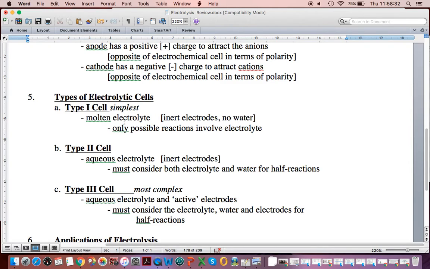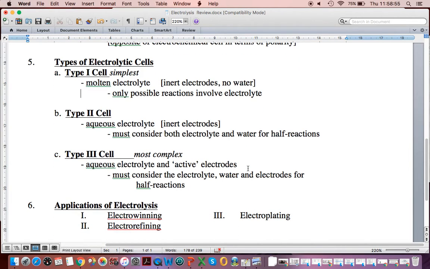Type 2 is not quite as simple. It's the same as type 1, but instead of molten, now it's aqueous. And aqueous means dissolved in water. So it means that we have to worry about the positive ion, we've got to worry about the negative ion, but now we also have to worry about water, whether water will react before or after the different ions. So that's what makes it a little more complicated, but we have inert electrodes still, so we don't have to worry about them.